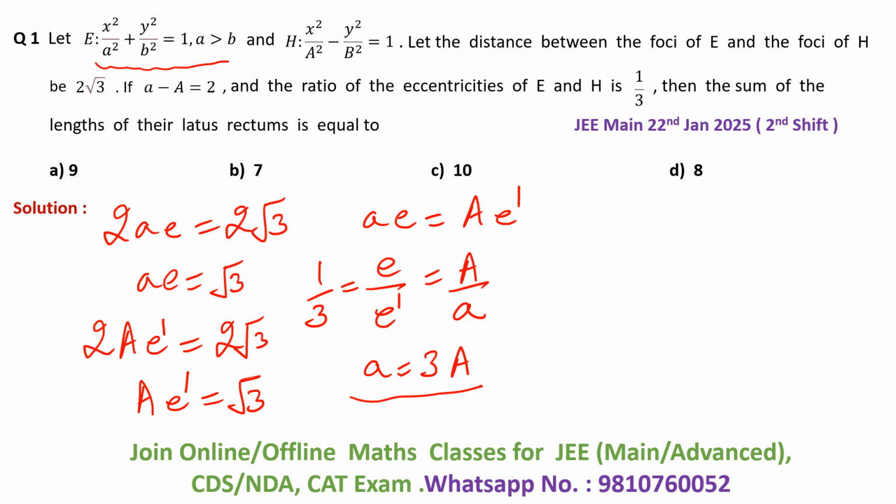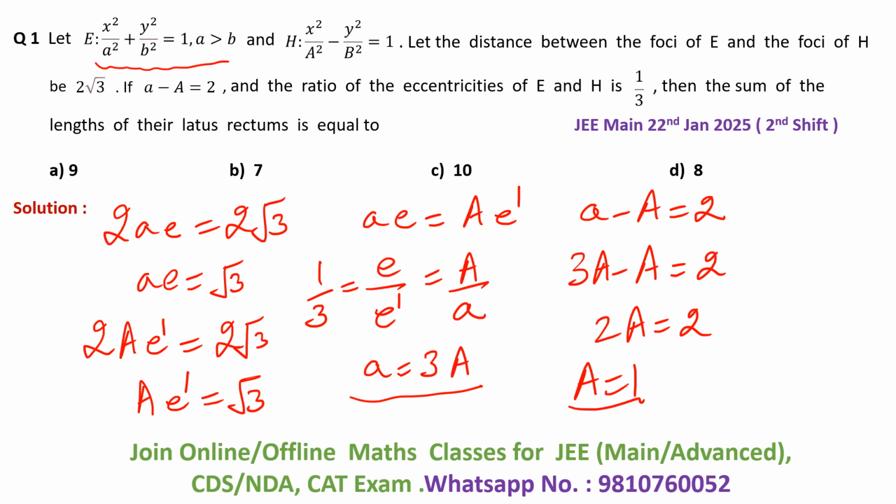Fine. Now the next equation which is given to us is small a minus capital A equal to 2. So just replace small a by 3 times capital A in this equation. So you will be getting 2 times capital A equal to 2, or capital A equal to 1. Now since capital A is equal to 1, put this value over here. You will be getting small a equal to 3.